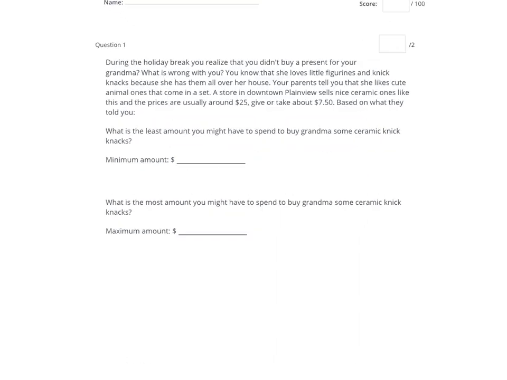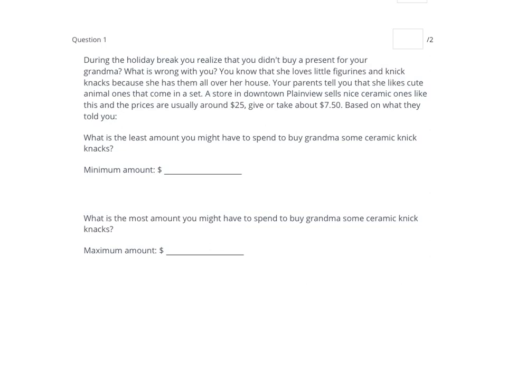Okay, this first one here starts talking about, again, you should have got a present for your grandma over the break, but she loves little figurines, little knickknacks, and it gives you that the prices are usually around 25 bucks, give or take about 750. So again, what you're going to end up doing is taking 25 and you're going to add 750 to it and subtract 750 to it to find the range of prices that it could possibly be to spend and buy some knickknacks for your grandma. So that's what you're going to do on this one.